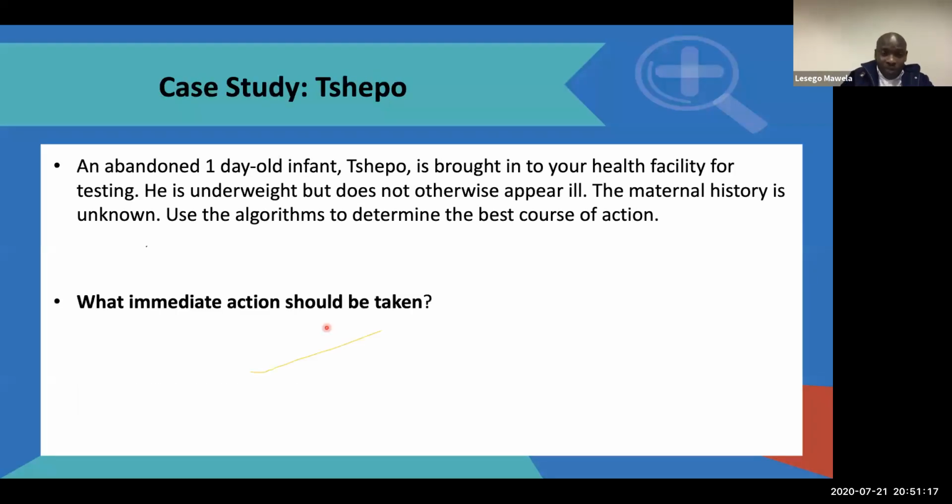In closing, just another quick case to say, abandoned babies. Their mothers generally might not even deliver at the hospital. So she might be delivered somewhere, and the baby, like this one, Tepo, 1-day-old Tepo, is brought to you for testing. He's underweight already on day 1. The child is not ill. The mother, we don't know where the mother is. So what do you do, abandoned baby?